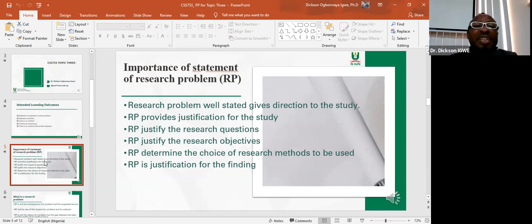The importance of the statement of research problem cannot be overemphasized because it's justification for the finding. If you have a research finding that does not cohere or tie or connect to the research problem, then you have not done research.